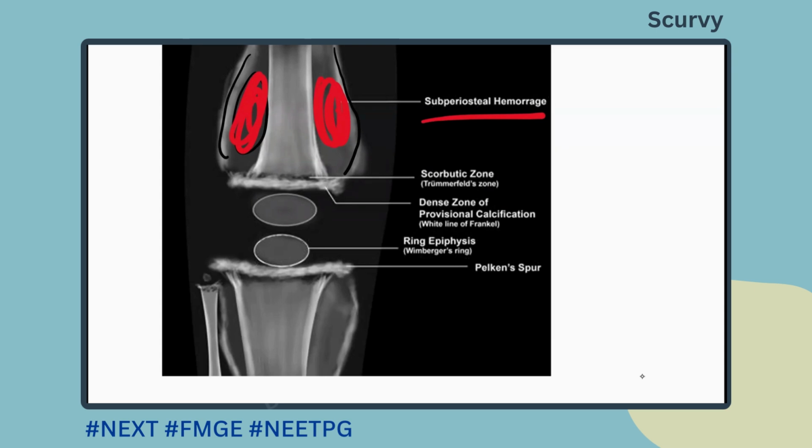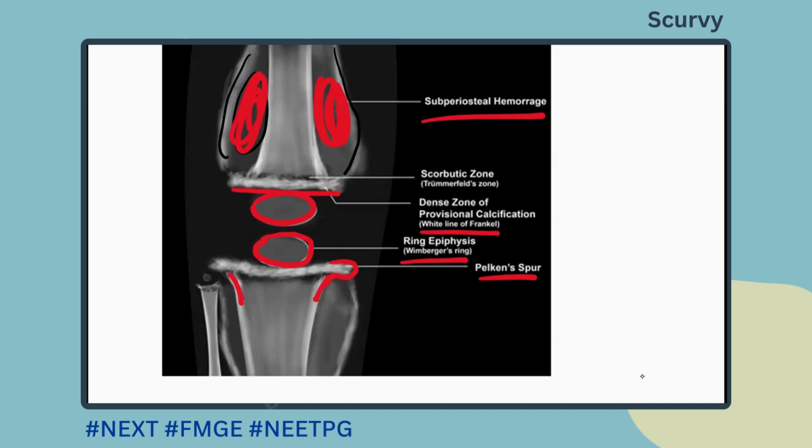So in the bone, you will have subperiosteal hemorrhages. You can see the epiphyseal plate getting thickened like this. So this is called white line of Frankel. And that epiphysis extends beyond the metaphysis. This is the metaphyseal region. You can see the epiphysis is coming beyond the metaphysis. So that is called Pelkan spur. And you can see a rim of calcification around the epiphysis, and that is called Wimberger's sign. All these features are seen in scurvy.